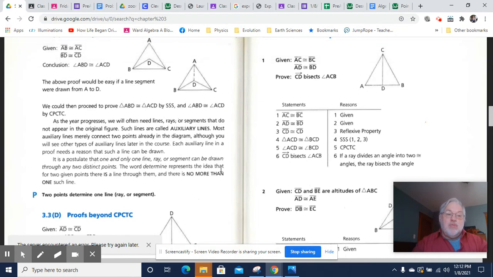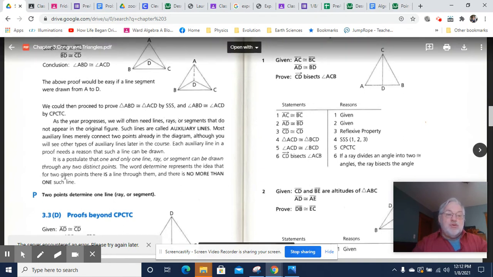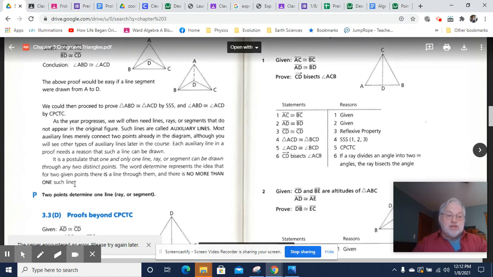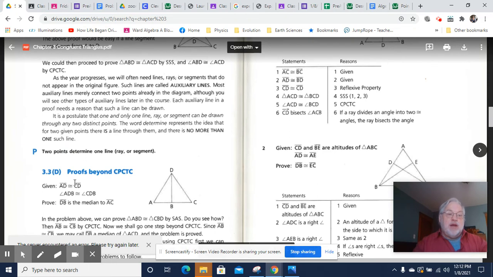The word determine represents the idea that for 2 given points there is a line through them, and no more than one such line. Here's that postulate: 2 points determine a line, one line, ray, or segment. That's why it says determine.